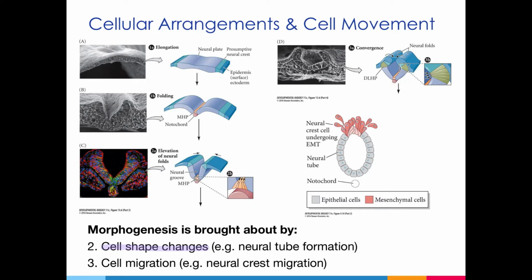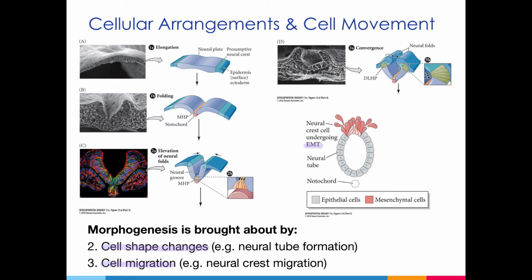Another process that involves changes in cell shape is epithelial to mesenchymal transitions, and this is where epithelial cells lose their adhesion for their neighbors and they become mesenchymal. Now, these mesenchymal cells have the ability to migrate, and cell migration is also critical for morphogenesis.